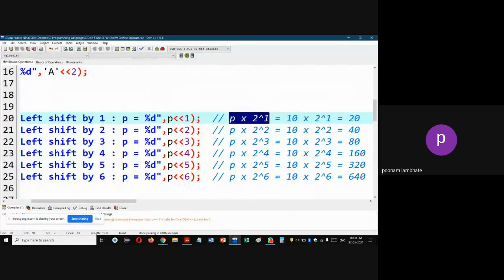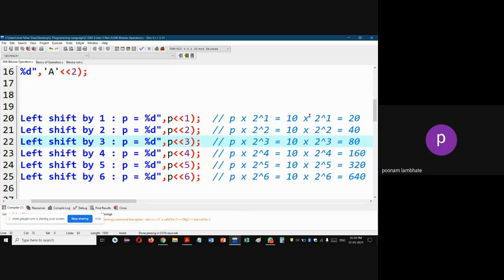So 10 into 2 raised to 1, that is 10 into 2, that is 20. Now if I shift the number 10 twice towards the left, then it is 10 into 2 raised to 2, that is 10 into 4, 40. Okay, so each time 10 into 2 raised to by how much you want to shift. So by this we understand that it is a multiplication operation that actually gets done in the internals of your computer. Internally, what your compiler will do, it will multiply the number by 2 raised to how much you want to shift.